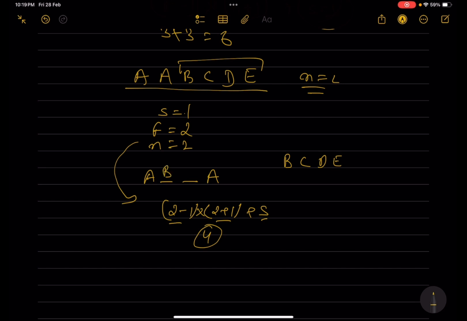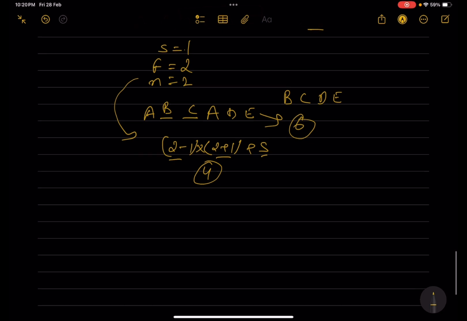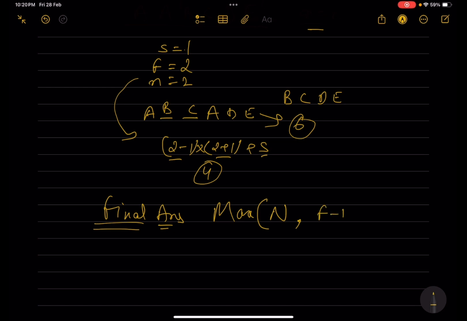But here if we check, the answer should be 6. So what is the catch here? So one thing is that our final answer would always be max of n, which is the total number of tasks which are given, or the answer that we get from our formula. Now why is it so?